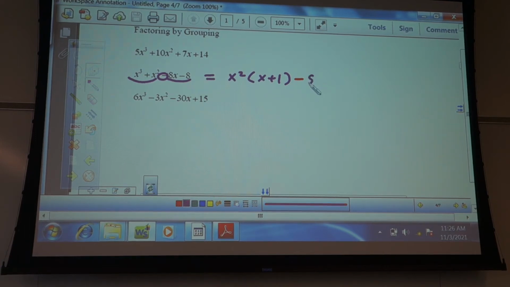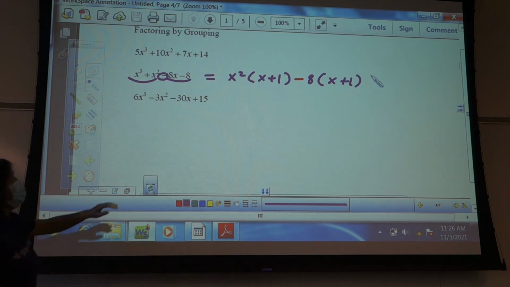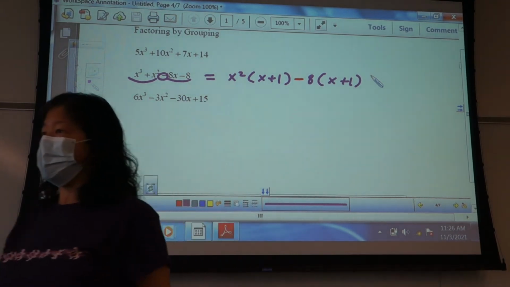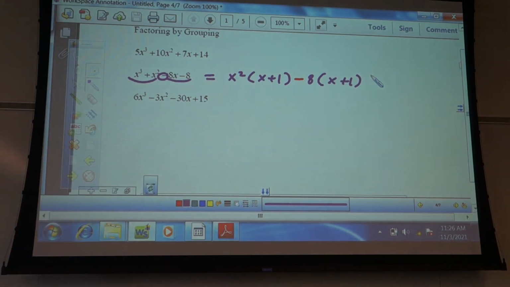If I factor out negative 8 out of both of these, what am I left with? X plus 1. When we do these, you'll see that whatever's in the parentheses will always be the exact same thing. If they're not, you've done it wrong. That's because we've set these problems up especially so they work out this way.